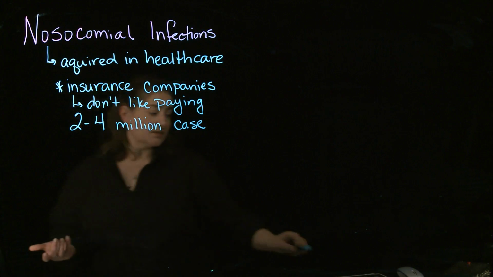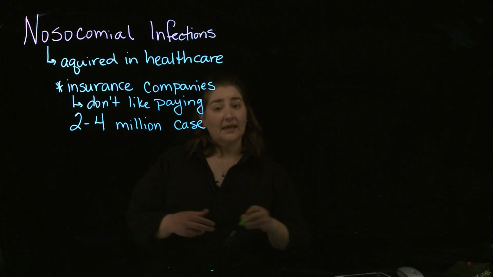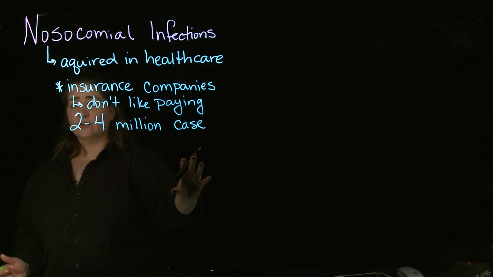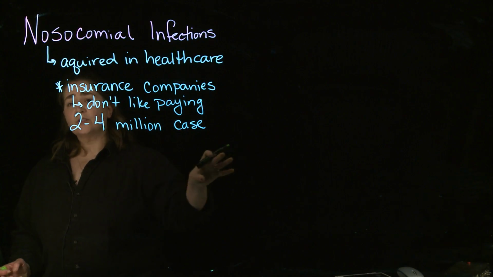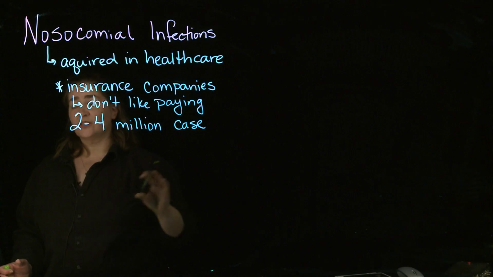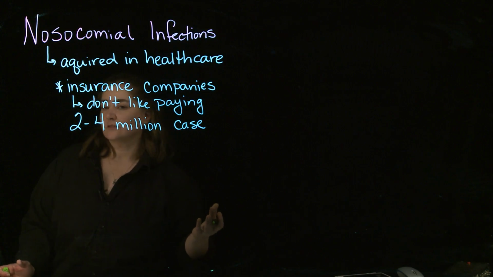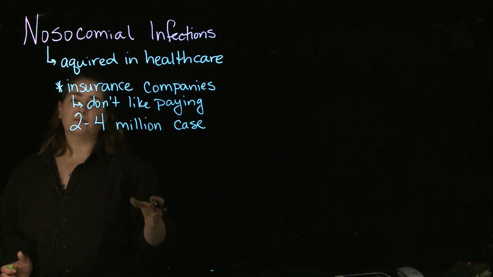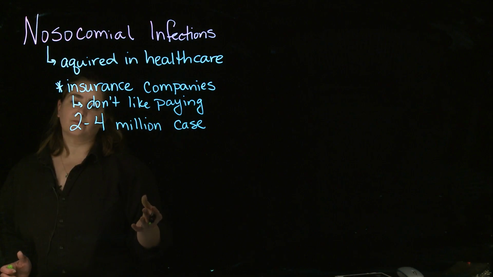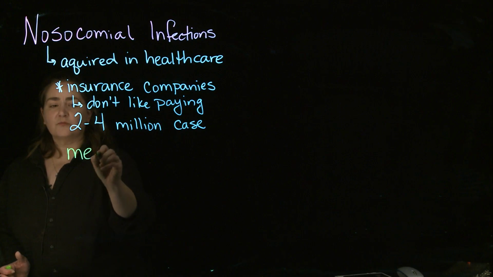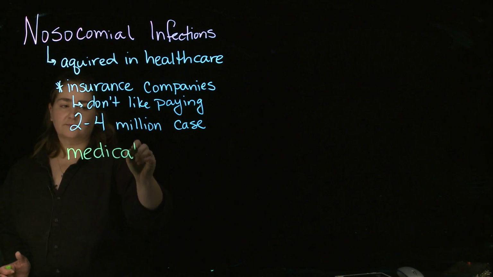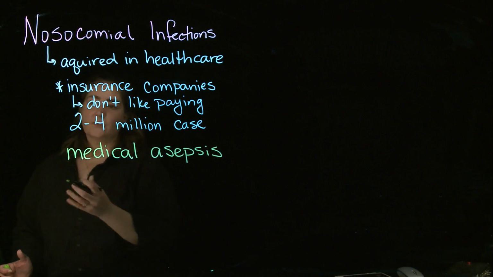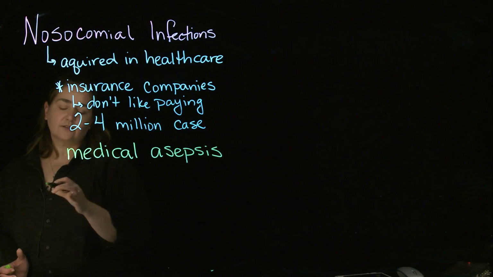And this is something that can potentially be reduced. I don't think it can be entirely eliminated because one of the sources of nosocomial infection is actually the patient themselves, okay? Because they can have normal flora that get into places that they aren't supposed to. But where this can have an impact is going to be with your aseptic technique, okay?